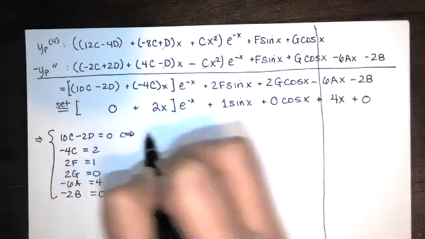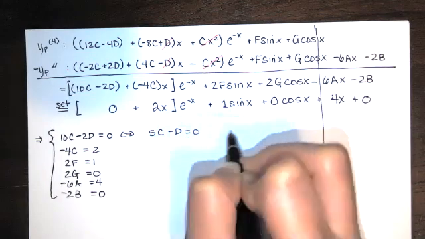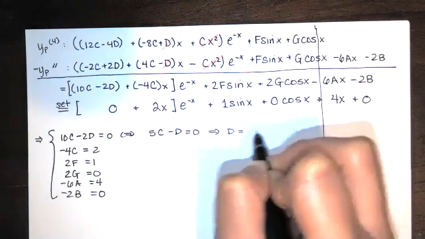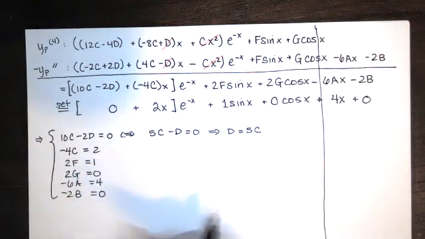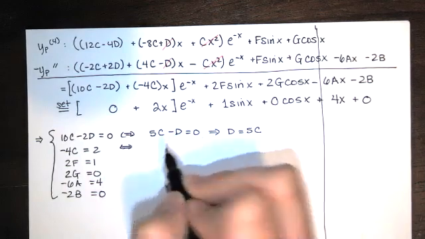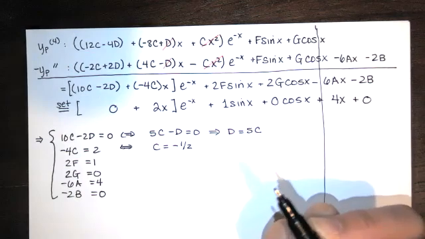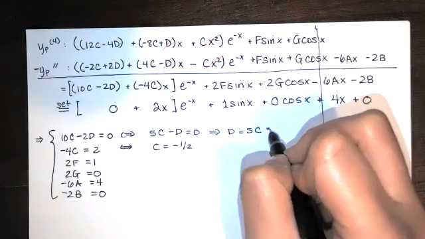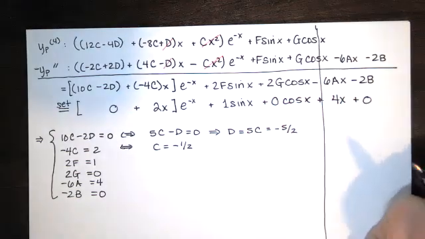I can take this and I can divide by 2 immediately. I get 5c minus d equals 0. So d will equal 5 times c, and I can find c from right here. So from this one, if I divide both sides by -4, I'll have c equals 2 divided by -4, or -1/2. C equals -1/2, and we take 5 and we multiply by -1/2, we get -5/2.